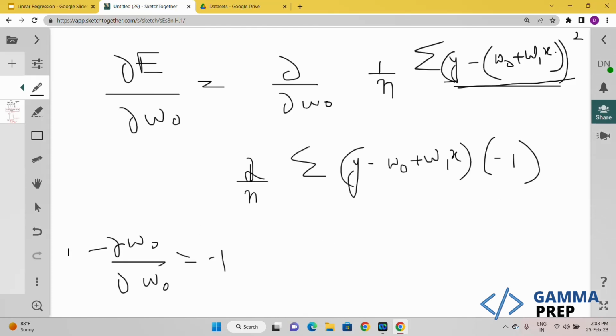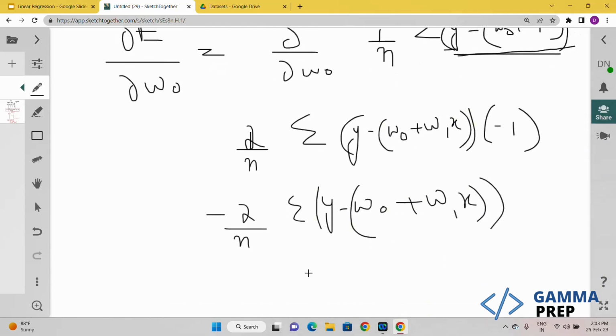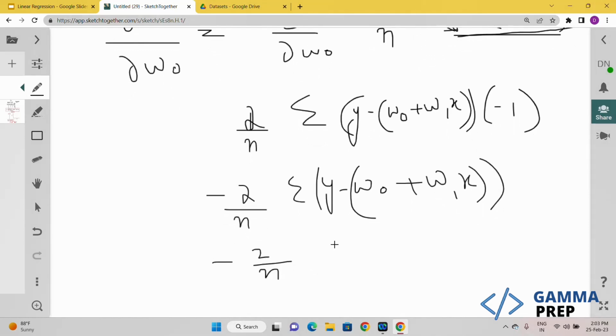So this is going to be your differentiation. It's going to be minus 2 by n summation of y minus w0 plus w1x. If I remove the parenthesis, it looks like this, right?